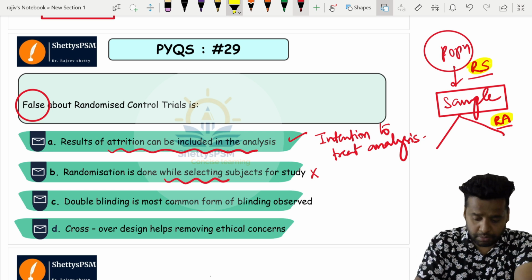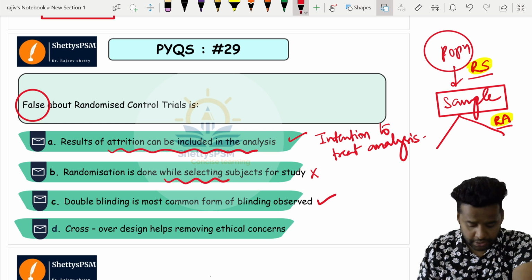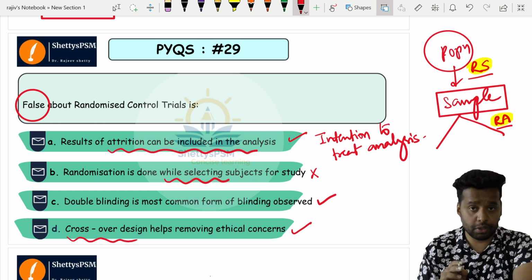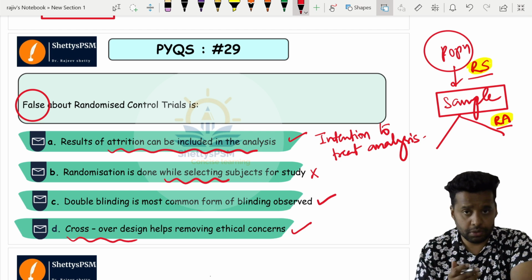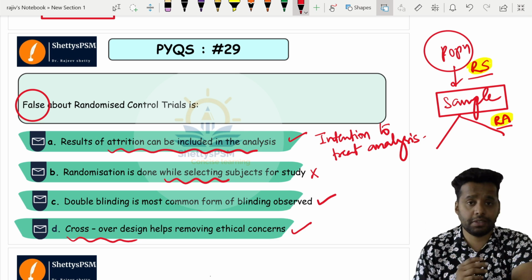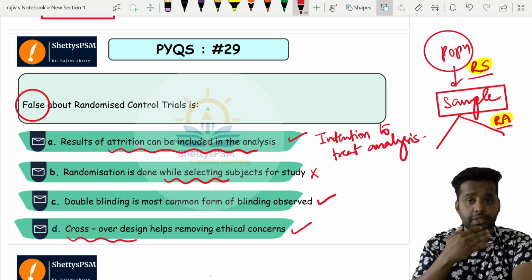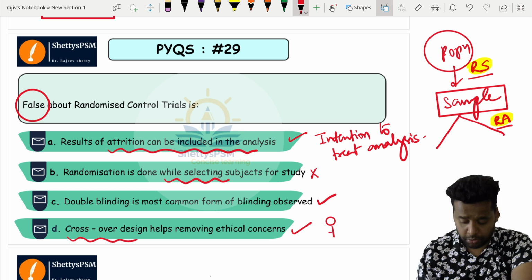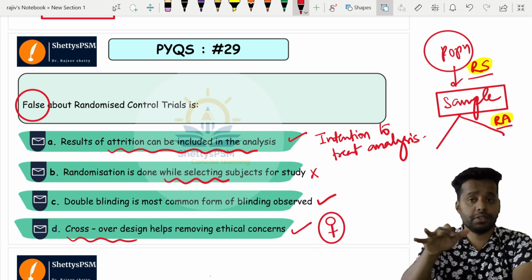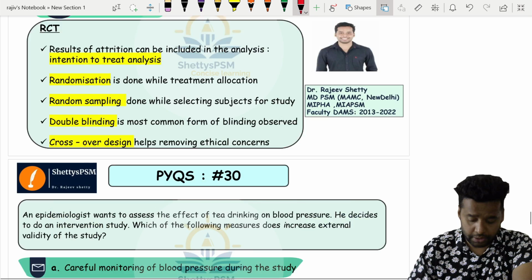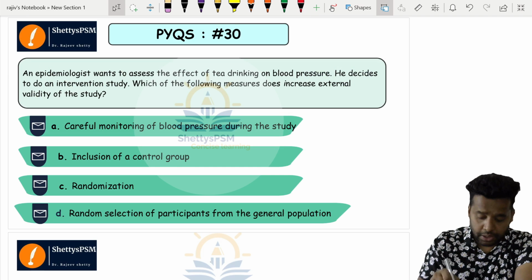Double blinding is the most common type of blinding, correct. Crossover RCT will eliminate ethical problems, correct, because the group which was receiving intervention will receive placebo. The group which has received placebo will receive intervention. Means everyone will get that new drug either in phase 1 or phase 2. That will balance out the difference. It will reduce ethical problems.